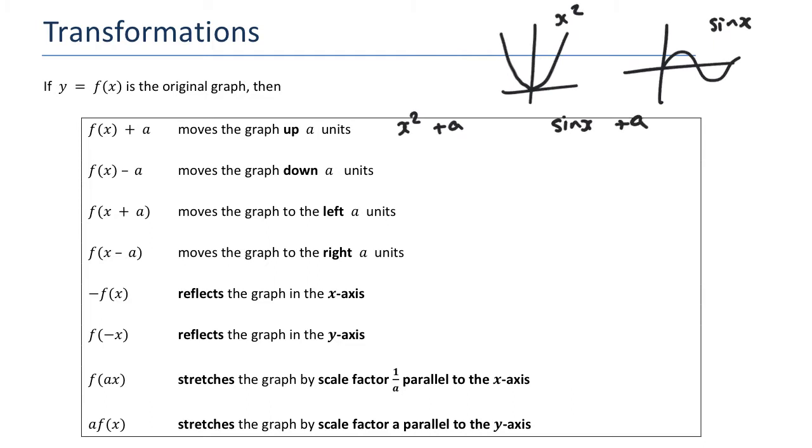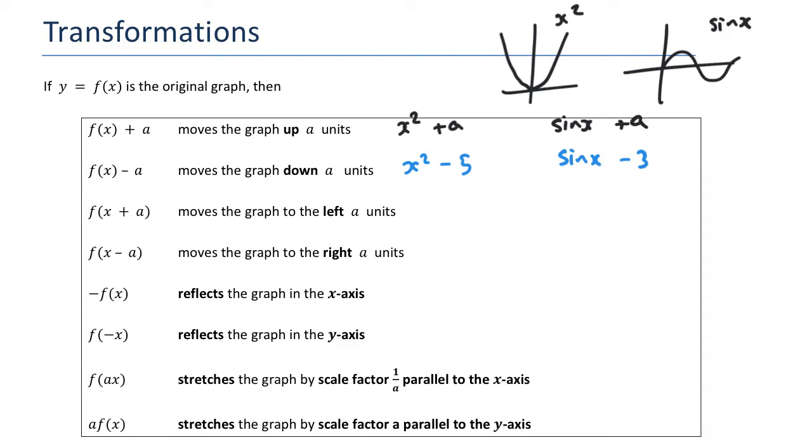F of x minus a will move the graph down by a units. So that'll move the quadratic down, and it'll move the sine graph down. And again, that will look like x squared minus 5, for instance, or sine x minus 3.